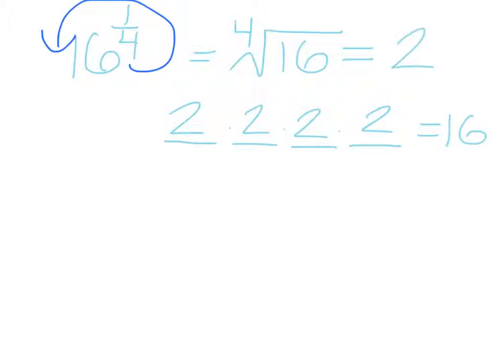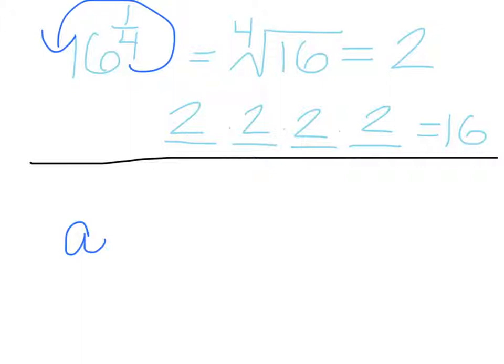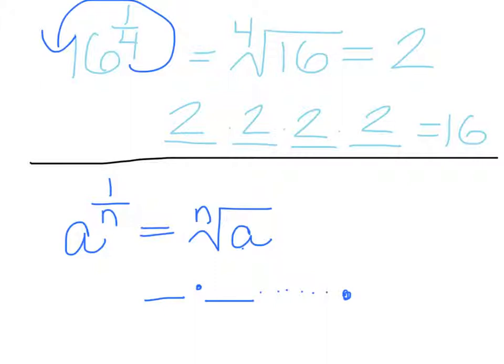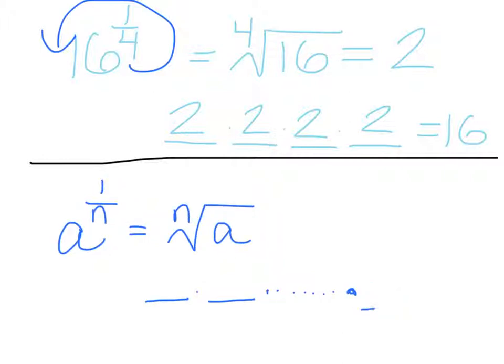So let's summarize our rules. Let's say that I have some base a, and I'm raising it to the 1 over n. That means that I'm taking the nth root of a. And that means that I'm asking what value times what value, and so on, out to the final value, is going to get you to a.